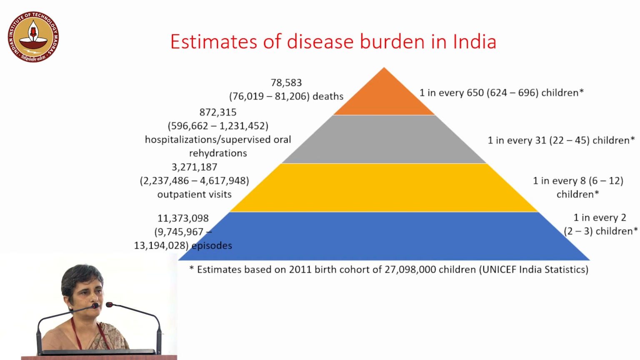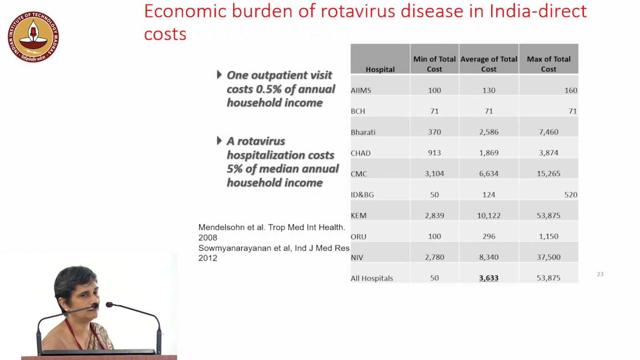That allowed us to build a disease pyramid where we could say that half of all children were infected every year. 1 in 8 children needed an outpatient visit, 1 in 30 children was hospitalized, 1 in 650 children born in India would die of a rotavirus gastroenteritis. So if you want to convince policymakers for a disease, and nobody wanted to introduce a vaccine for diarrhea in India, I have to tell you, building this was an absolutely essential component of showing that there was a need for rotavirus vaccination in India.